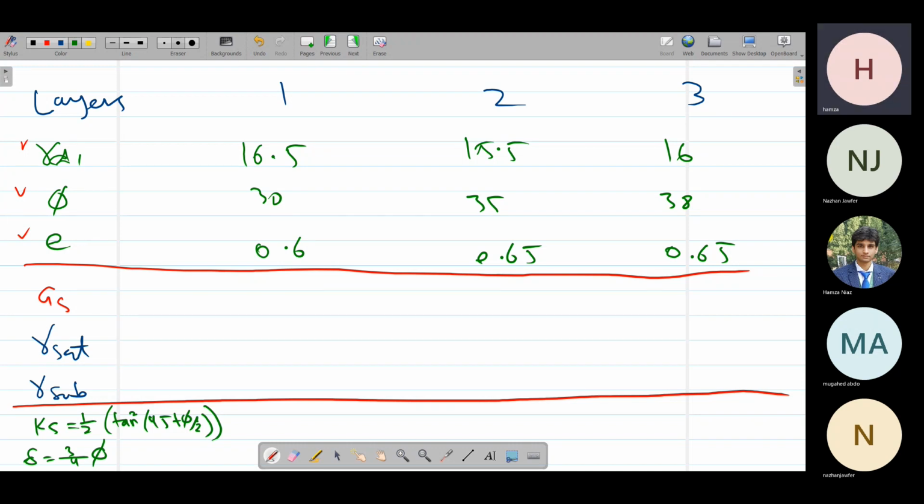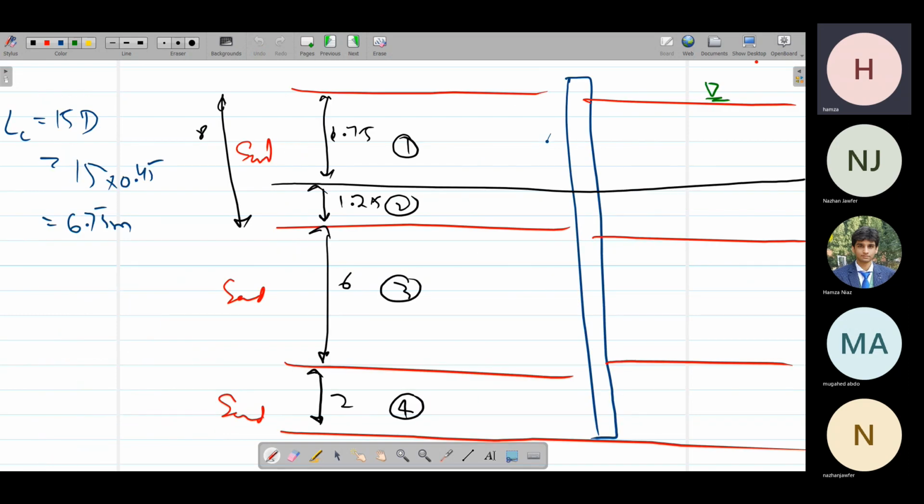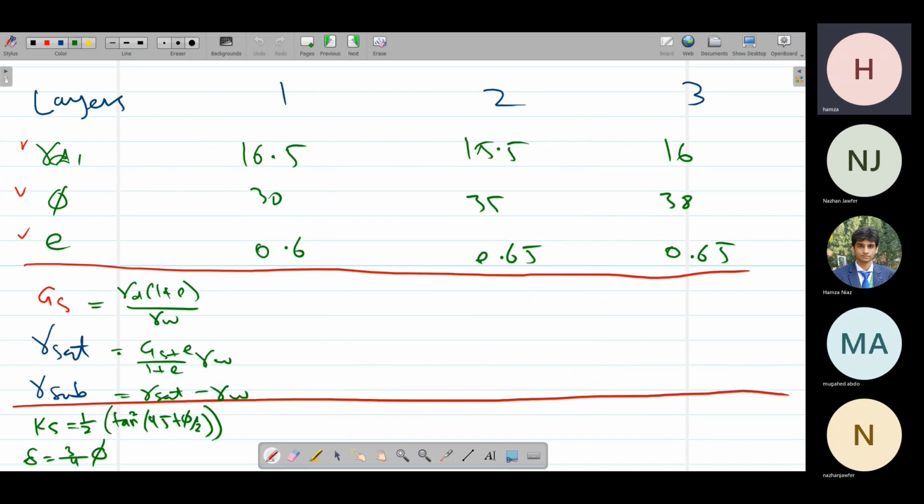So just make a table like this. The first three values are known. Using these, calculate Gs as gamma w (1 + e) over gamma d, or (1 + e) over gamma w. Gamma saturated is (Gs + e) over (1 + e) into gamma w. Gamma submerged is gamma saturated minus gamma of water. If we find all this for different layers, now we can use this critical depth concept, because if we know these gamma saturated values and gamma submerged values, we can find the overburden pressure. So any issue in this table before we move onwards?